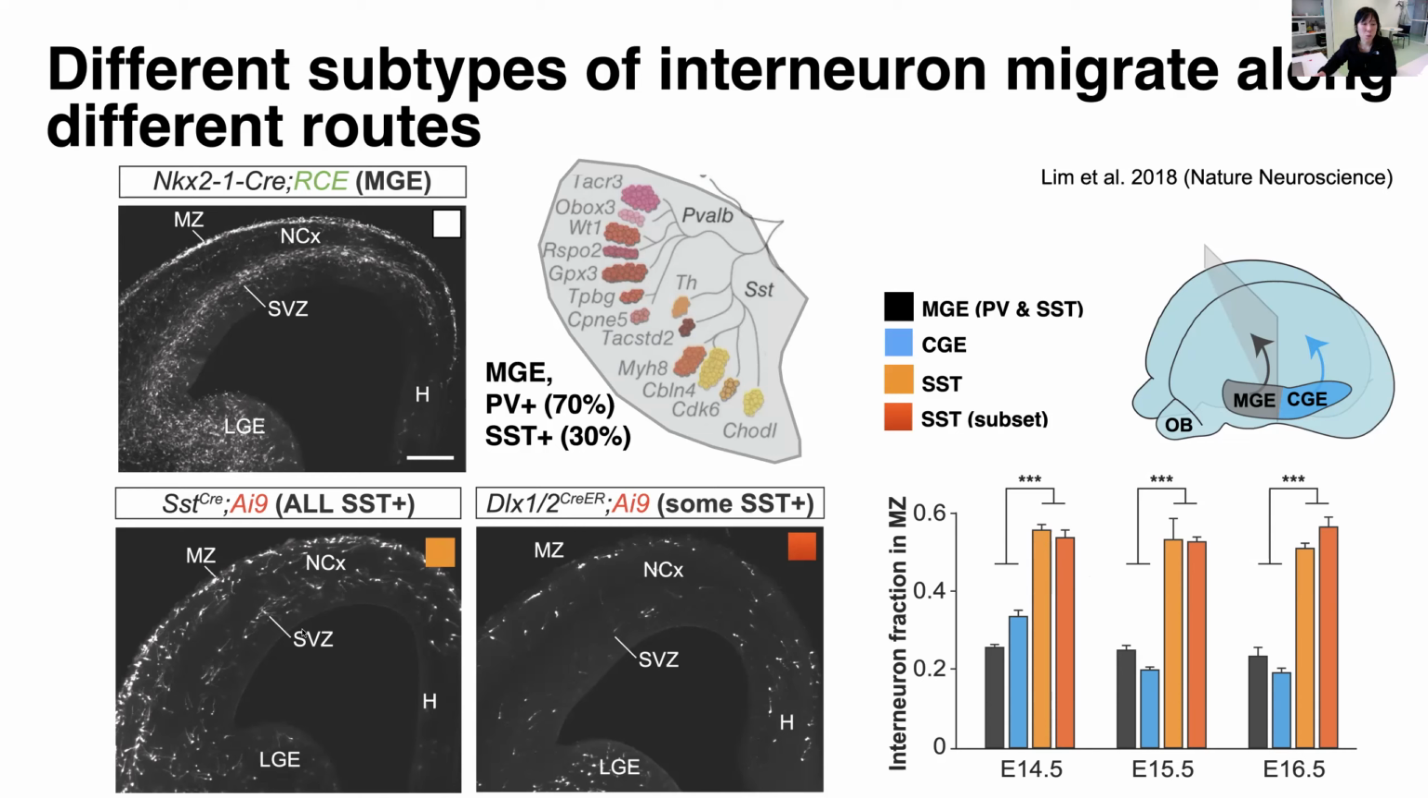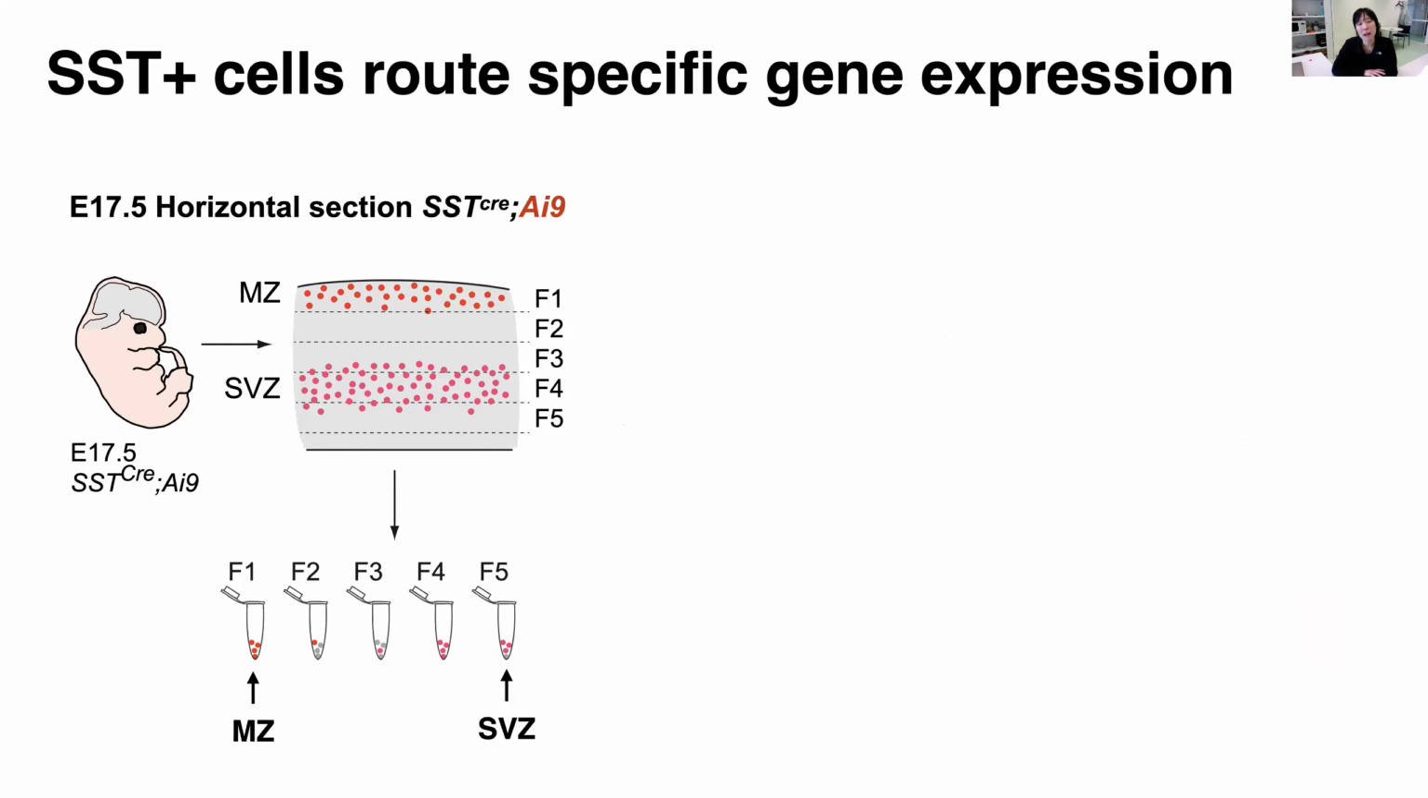And because of this, we now ask whether or not the population here at the marginal zone completely differs in identity from that of the subventricular zone. To do so, we devised a way to physically separate the two migratory streams by generating a horizontal-type sectioning, a bit like a whole mount, and cutting from 100 microns from the top, allowing us to separate marginal zone migrating cells from subventricular zone migrating cells.